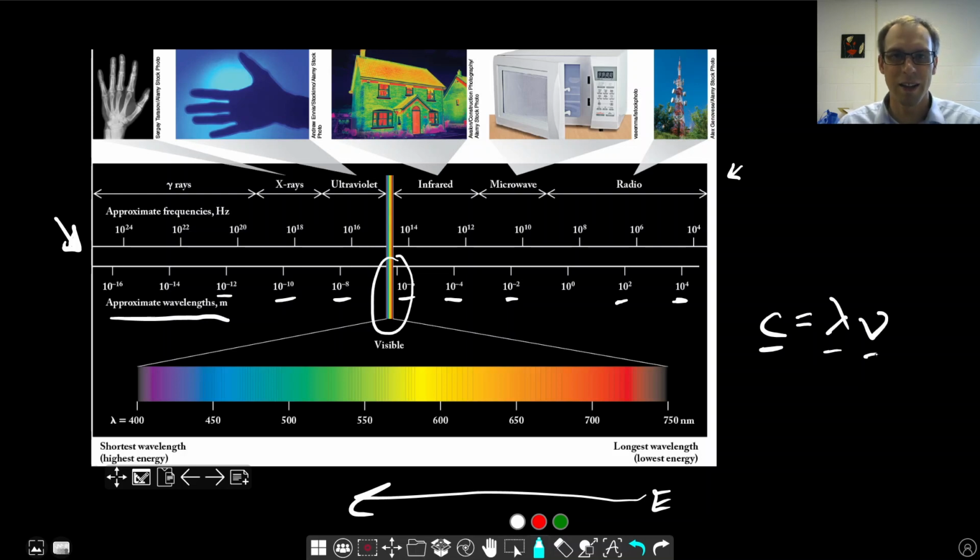And in the next video, we're going to start looking into some of the measurements done using light that scientists were doing in the early 1900s, late 1800s, that helped them realize that our picture of the universe was not complete, and that there were some things we didn't know about what was happening with things on an atomic and molecular level.